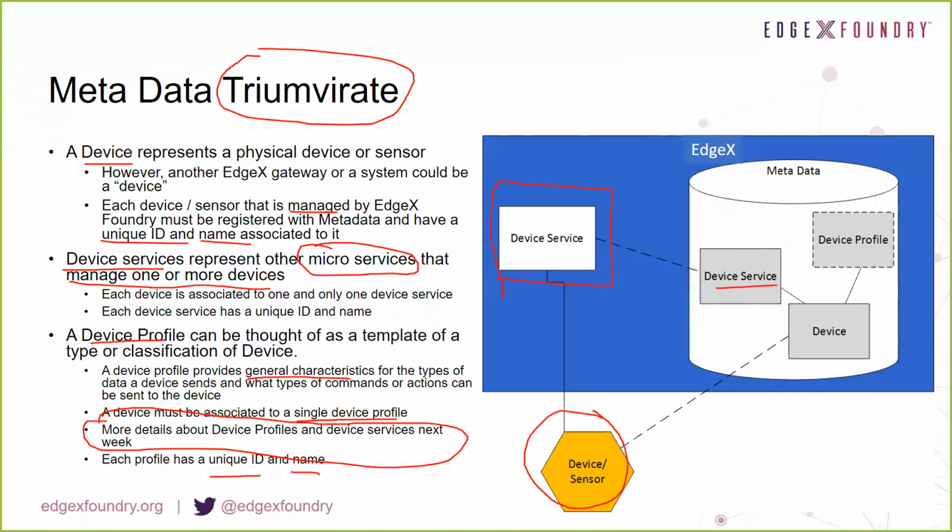So this diagram helps to provide you a little bit of a pictorial on how these things are associated to one another. The device must have a device profile, and that serves as a template for devices. And again, device service helps to manage one or more devices, and it's actually represented by a physical device service that's out there.